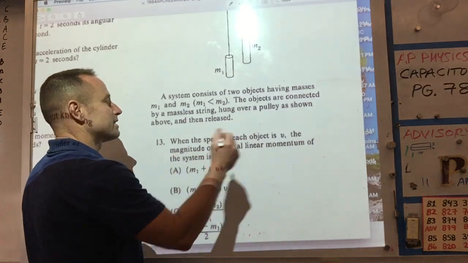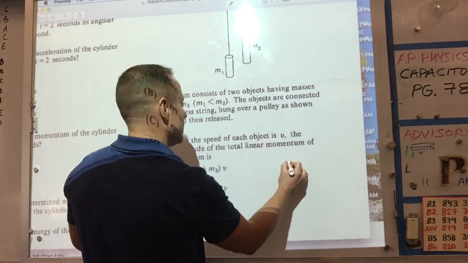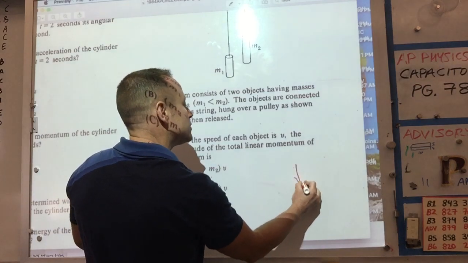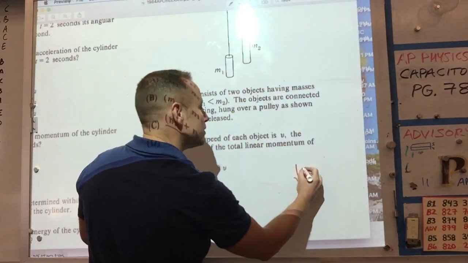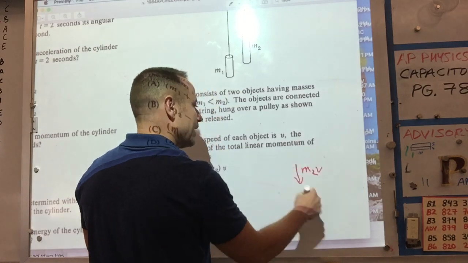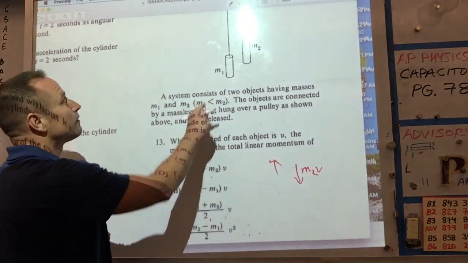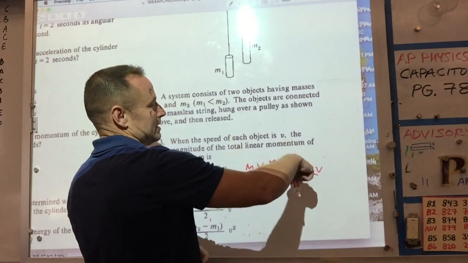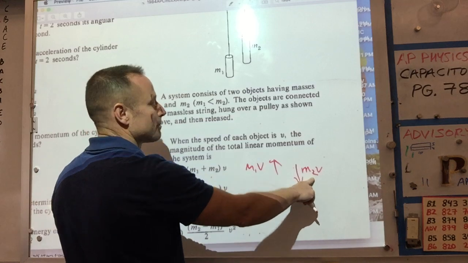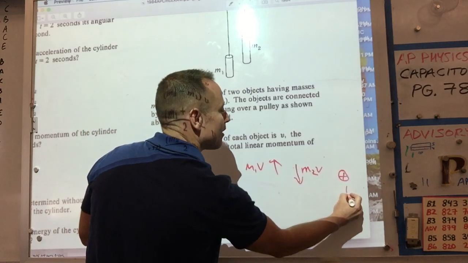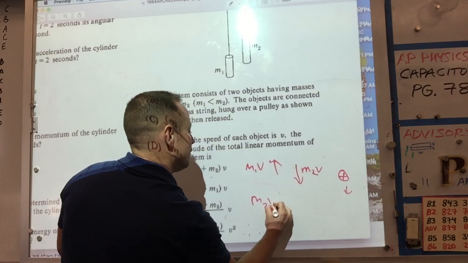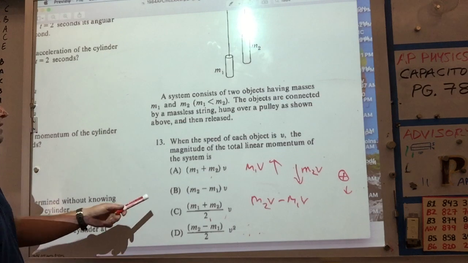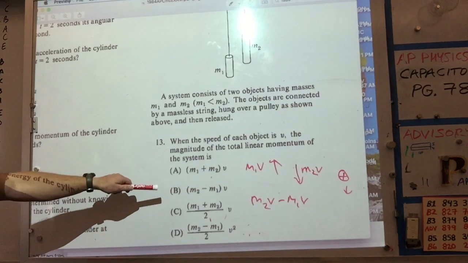Remember, momentum's a vector, so what do they want? The magnitude. Okay, so the momentum of M2 is going to be M2v that way, and the momentum of mass 1 is going to be M1v that way. This one's going to have the larger momentum, so if you choose positive being down, you would say it's M2v minus M1v. So it's going to be M2 minus M1 times v. So it looks like B is the answer on that one. So 13 ought to be B.